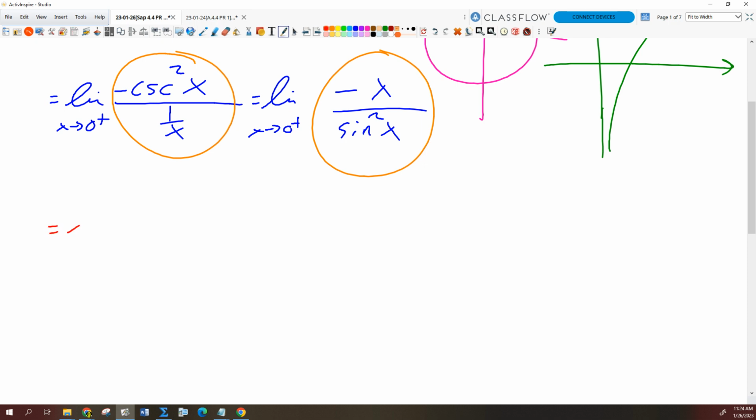Okay, so what does that equal then? The derivative of the top is what? Negative 1. That's a good sign, isn't it? What's the derivative of sine squared x? What's that going to be?